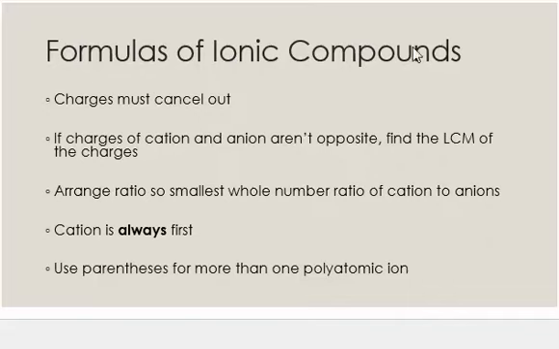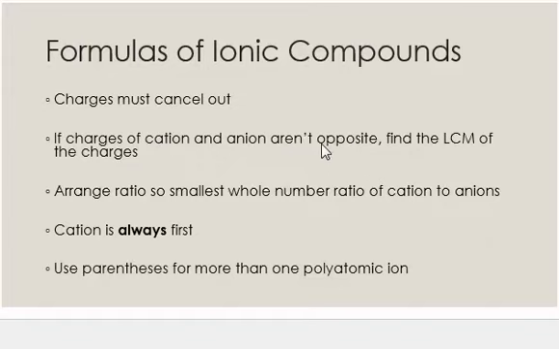The formulas of ionic compounds depend on the charges of the cations and anions in the compound. If the charges of the cation and anion are opposite, then they cancel each other out in a 1-to-1 ratio, so the formula is just 1 cation to 1 anion.